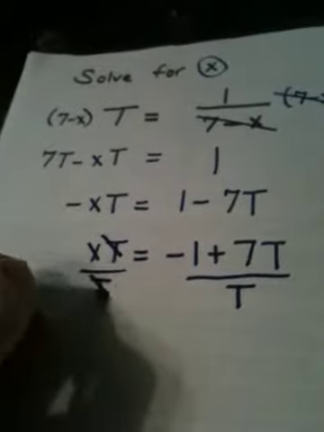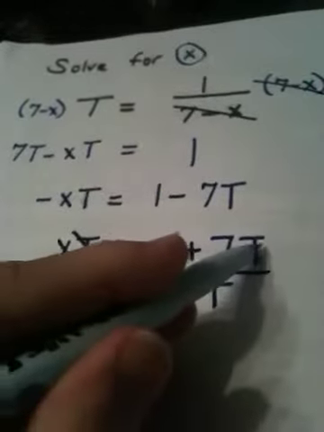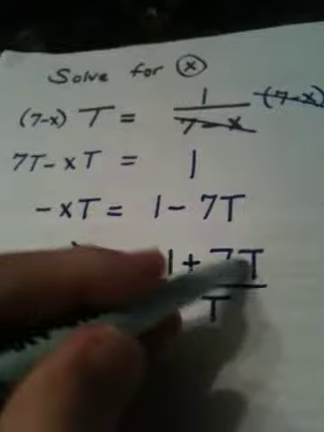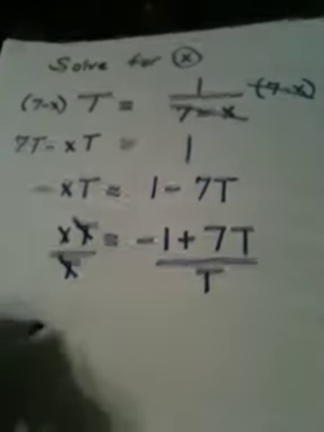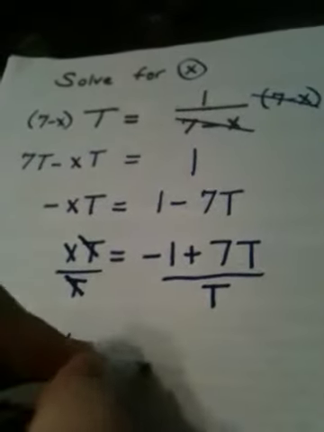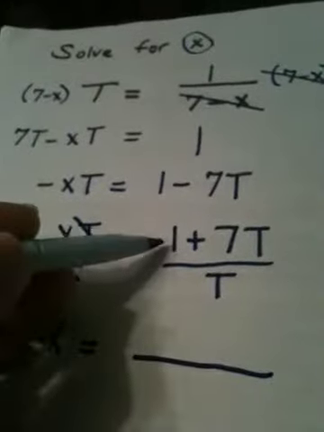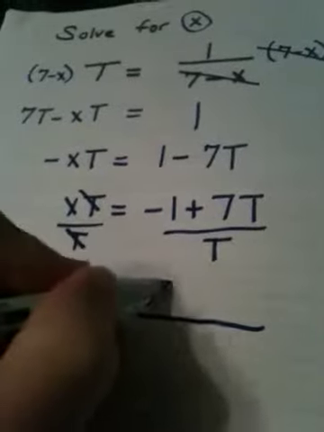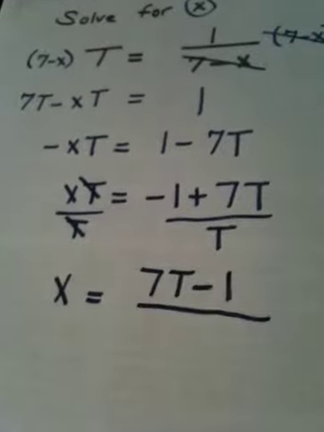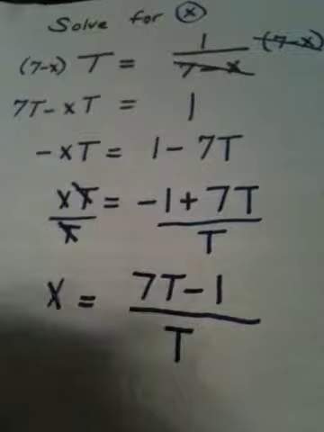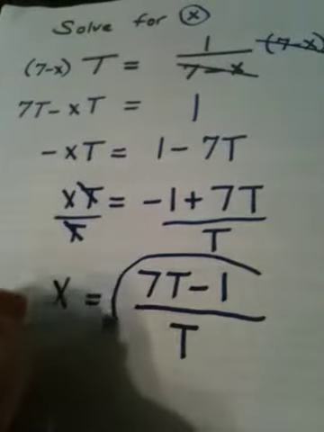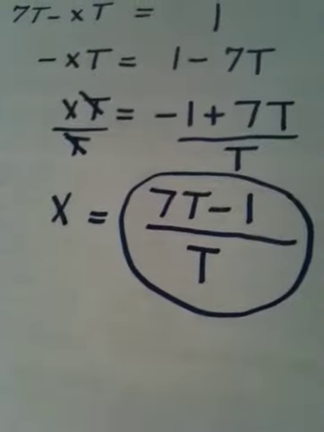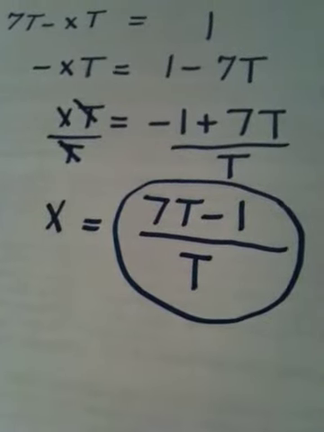The t's here cancel. The t's here don't cancel because this t is not a factor of the top, it's only a factor of that one term. So my answer, x equals, it's okay to leave this minus 1 in front and then the plus 7t. A lot of your future instructors would prefer for you to write 7t minus 1 over t, and that is our final answer. So this concludes section 6.4 of Math 1033.